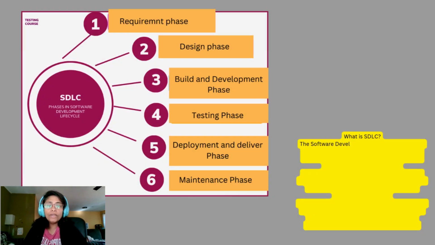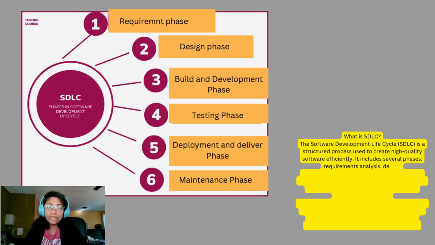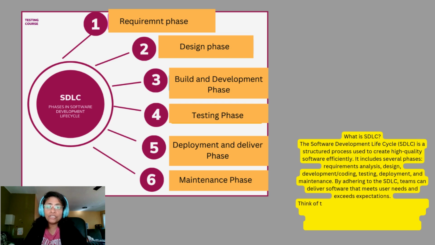The Software Development Lifecycle, SDLC, is a structured process used to create high quality software efficiently. It includes several phases like requirements analysis, design, development or coding, testing, deployment, and maintenance. By adhering to the SDLC, teams can deliver software that meets user needs and exceeds expectations.